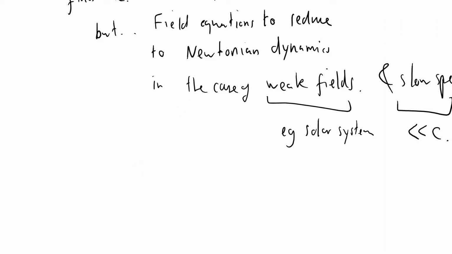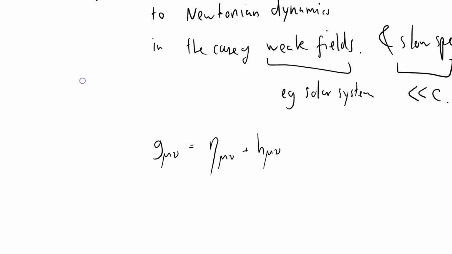Well, the first thing is to identify what we mean by weak field. So I've got my metric tensor. Here's my metric tensor. I'm going to assert that it's equal to eta mu nu plus h mu nu. Let me tell you what these things are.